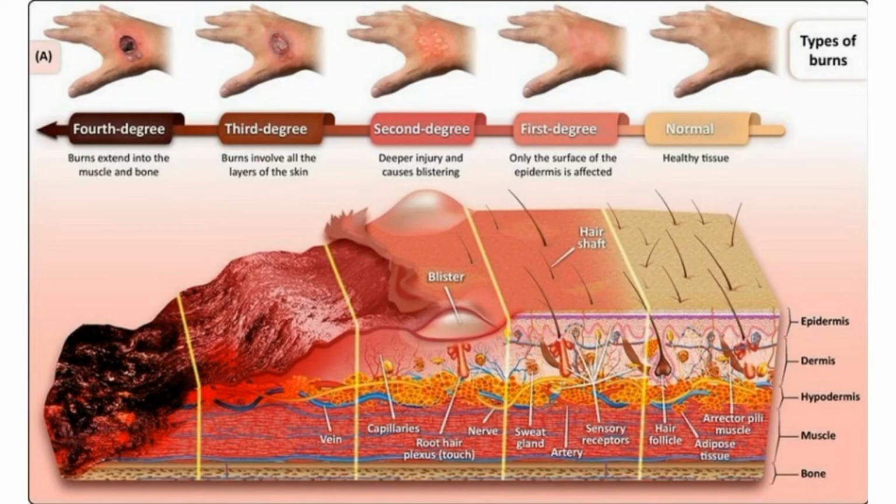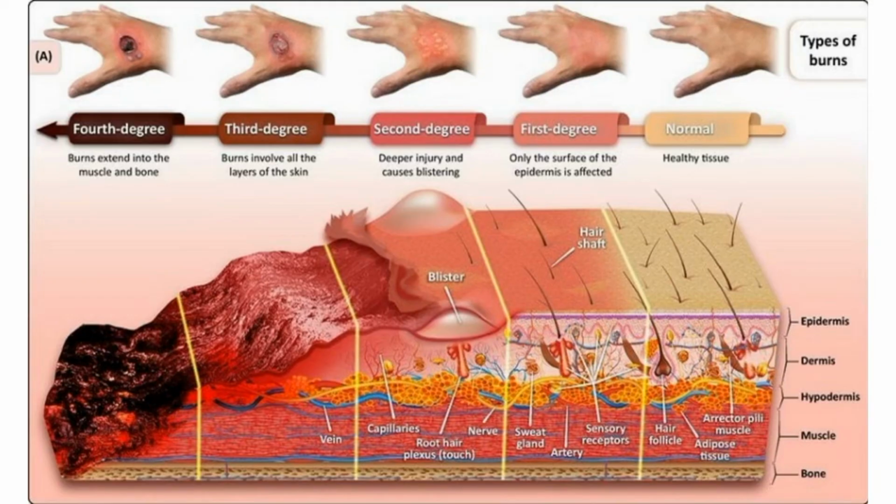Let's talk about second-degree burns, or partial thickness burns. Second-degree burns involve the epidermis and part of the lower layer of the skin, also known as the dermis. The burn site looks red, blistered, and may be swollen and painful. Okay? That's a partial thickness burn, or what's known as a second-degree burn.